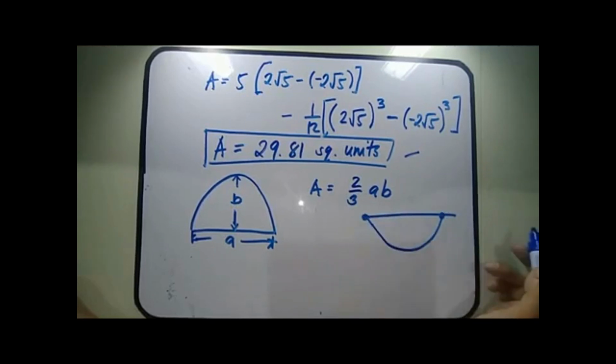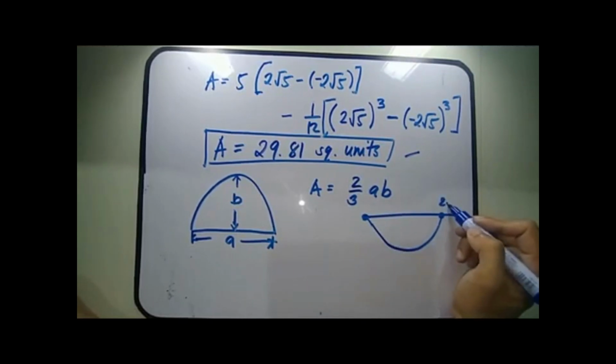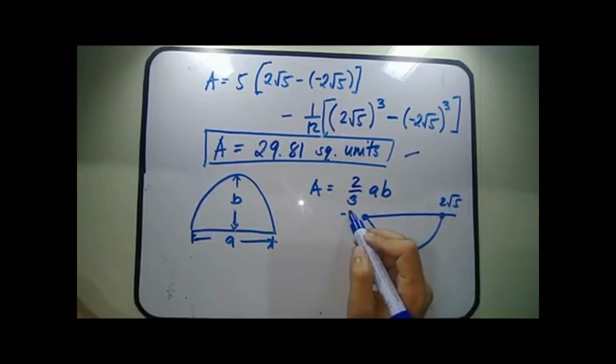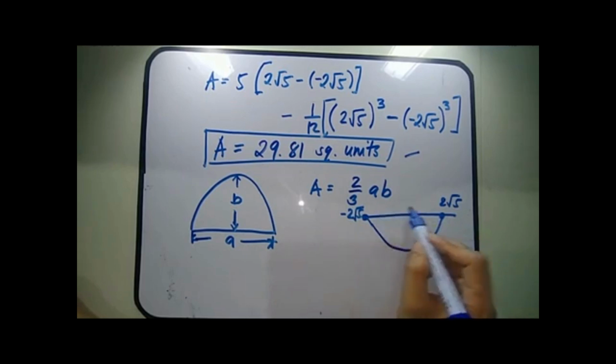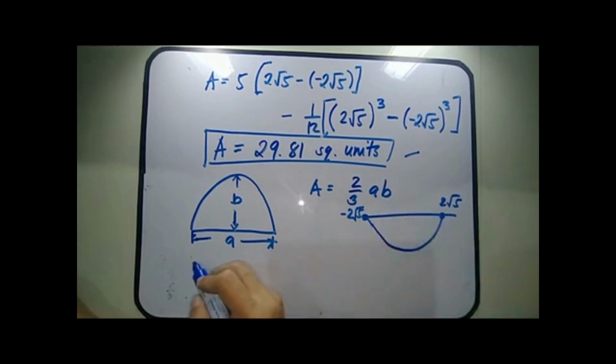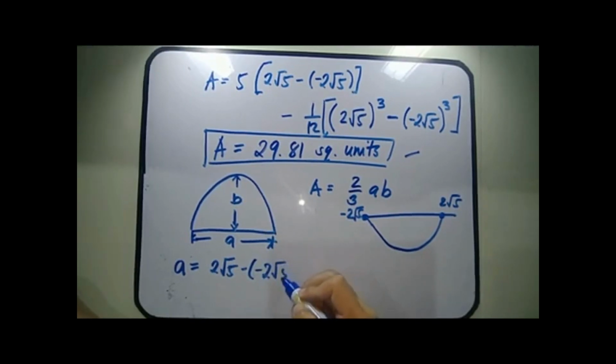You have here 2 square root of 5, and this is negative 2 square root of 5. So the length A must be x sub 2 minus x sub 1. So A is equal to 2 square root of 5 minus negative 2 square root of 5. So this will be 4 square root of 5. The grouping is important. It's a common mistake, guys.